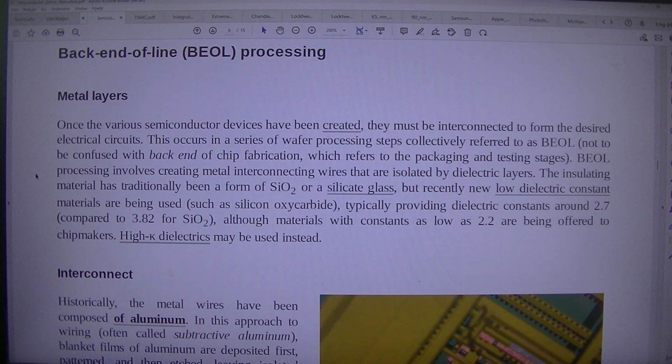The insulating material has traditionally been a form of SiO2 or a silicate glass, but recently new low dielectric constant materials are being used, such as silicon oxycarbide, typically providing dielectric constants around 2.7, compared to 3.82 for SiO2, although materials with constants as low as 2.2 are being offered to chip makers. High-k dielectrics may be used instead.